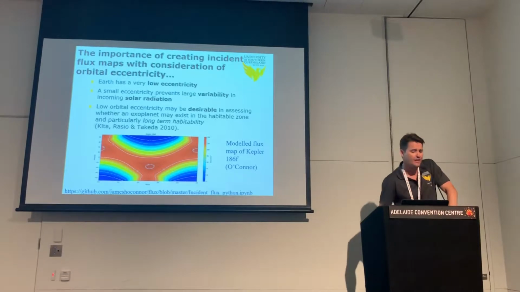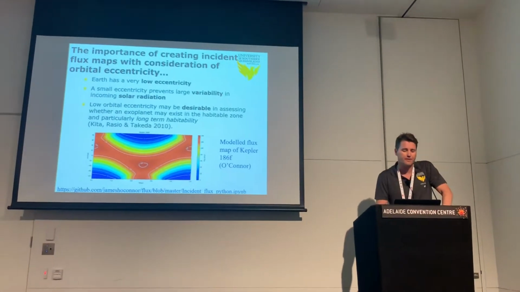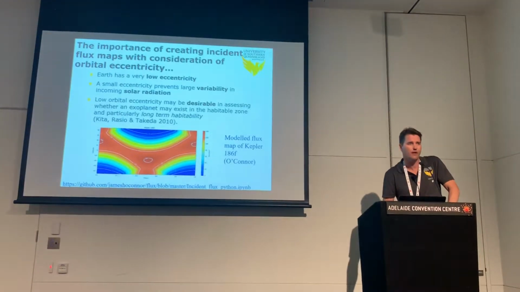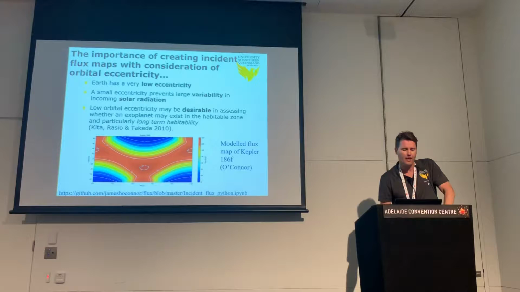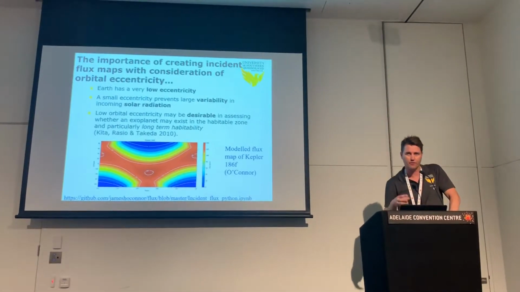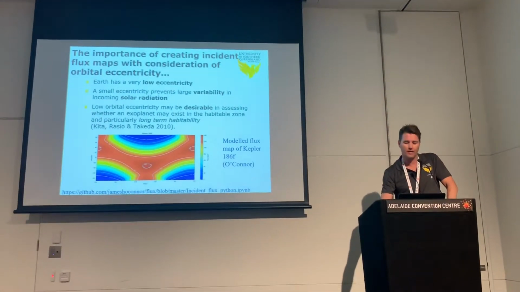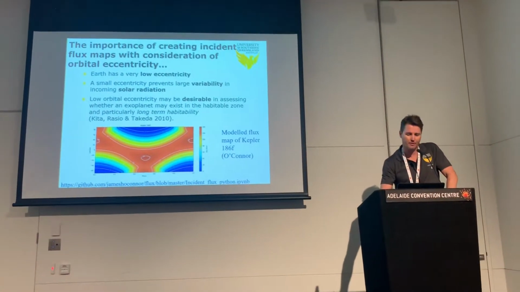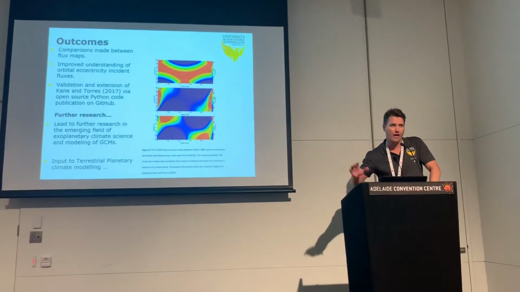Okay, so finally, flux maps. I promised some flux maps. Here's one that I've created. This is for 20 degrees of tilt, which is obliquity, for Kepler 186f. And I created this one because I really wanted to validate the model according to the model by Kane and Torres. I'm going to flick ahead a couple of slides and come back to this one, because I want to show you now Kane and Torres' work.